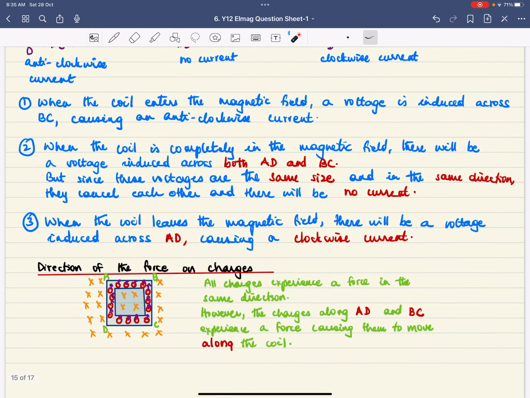Now, the direction of force on charges. If you magnify a wire and these red things are all the electrons, no matter which part of the wire they're in, they will all experience a force in the same direction. But along AB and DC, the charges experience a force that's pushing them against the wire. It doesn't cause them to move along the wire, and that is why there is only a voltage induced across AD and BC, because these are just pushed to the sides of the wire.